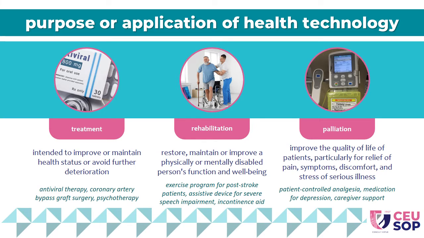Palliation. Improve the quality of life of patients, particularly for relief of pain, symptoms, discomfort, and stress of serious illness, as well as psychological, social, and spiritual problems. Although often provided for progressive, incurable disease, palliation can be provided at any point in illness and with treatment. Examples are patient-controlled analgesia, medication for depression or insomnia, caregiver support.